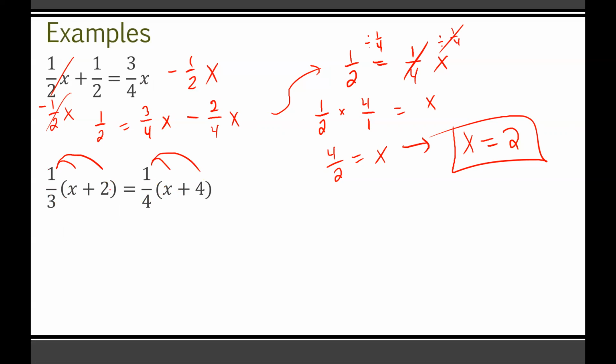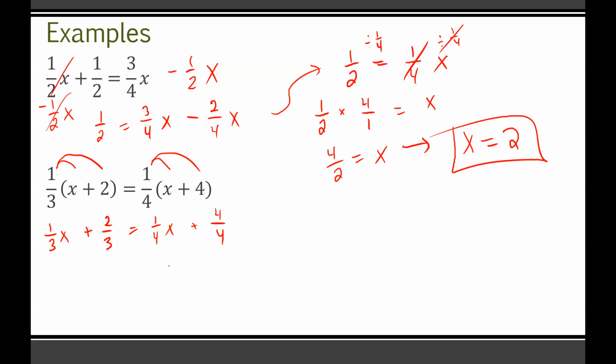So if 1/3 is multiplying each of these, that's going to give us 1/3 times x, which is 1/3 x, plus 1/3 times 2, which is 2/3. And that's going to equal 1/4 times x, which is 1/4 x. And then 1/4 times 4, which is 4/4. Or in other words, just 1, right? Because if you have 4 times a quarter, 4 quarters is 1 whole, right? Anyway, we'll just leave this as 4/4 for now.